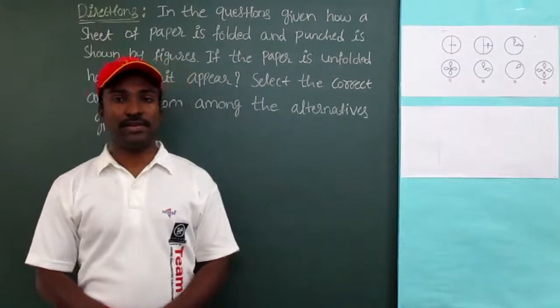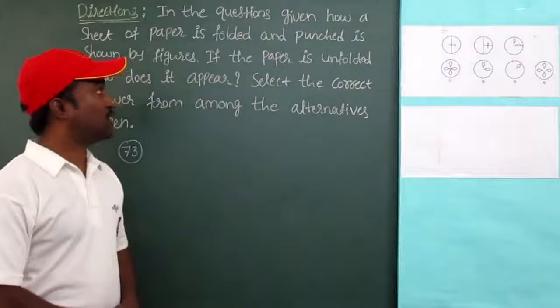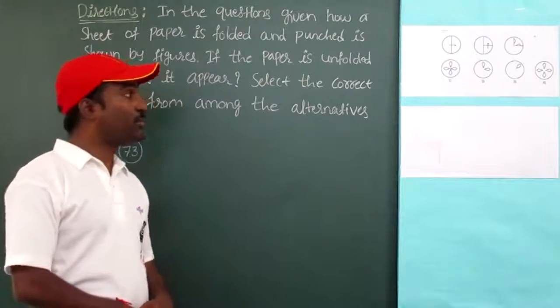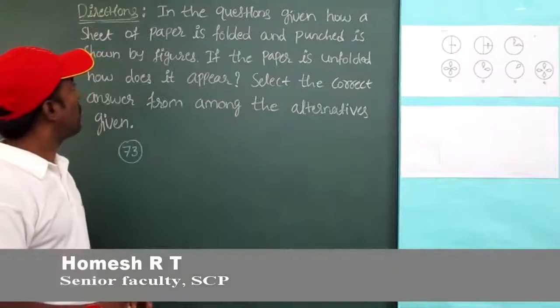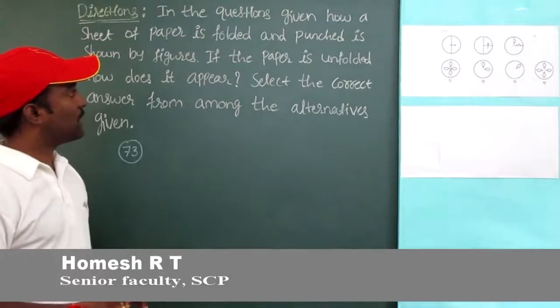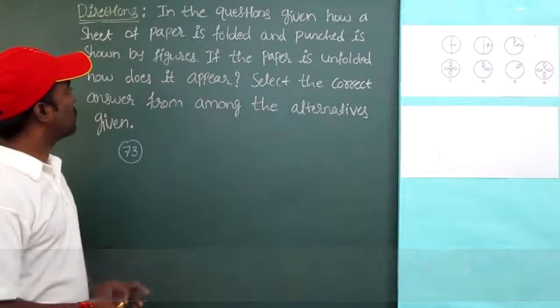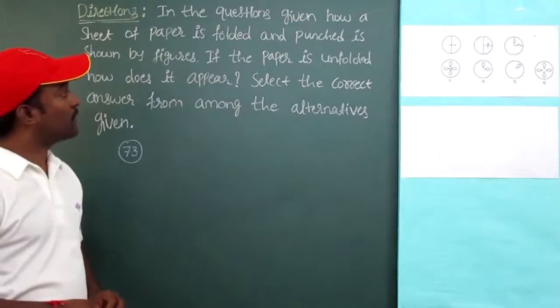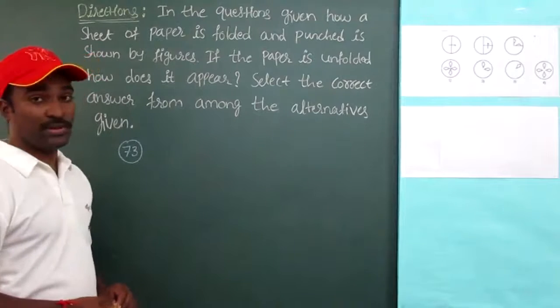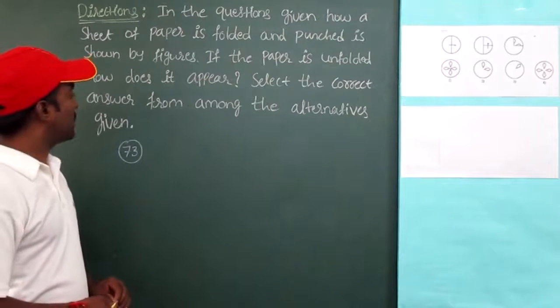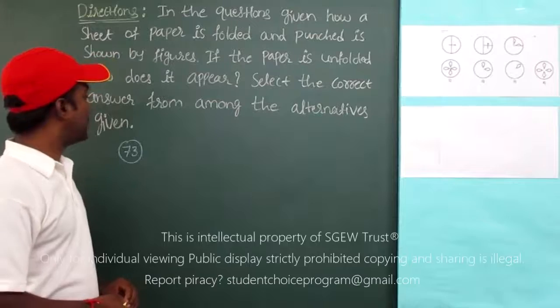Well friends, here is problem number 73. Yes, of course, I will read the given direction before moving to the problem. The direction is: in the questions given, how a sheet of paper is folded and punched is shown by figures. If the paper is unfolded, how does it appear? Select the correct answer from among the alternatives given.